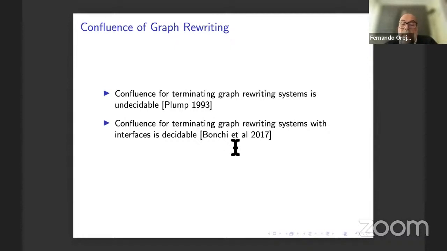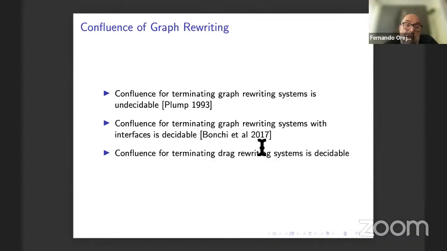The explanation they give, or the conjecture they give as an explanation, is that actually the situation is similar to what happens in term rewriting. So in term rewriting, confluence for terminating rewriting systems is decidable in the general case, but confluence for ground term rewriting, that is when terms have no variables, is undecidable. And so the interfaces will play the role of variables. And this conjecture is in a way confirmed in the sense that in our case, confluence is also decidable. And we have variables.